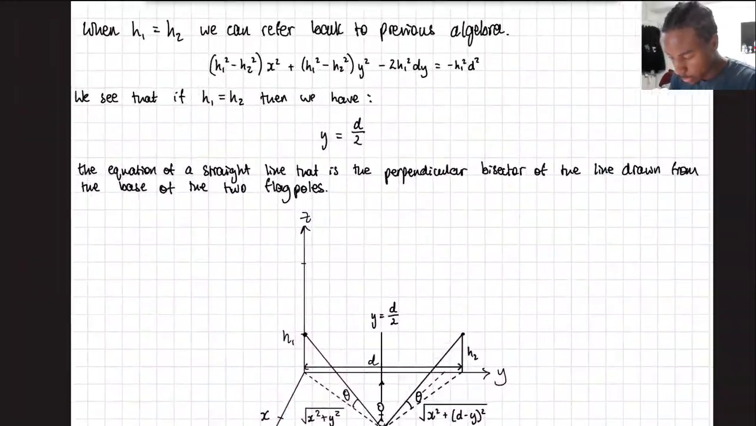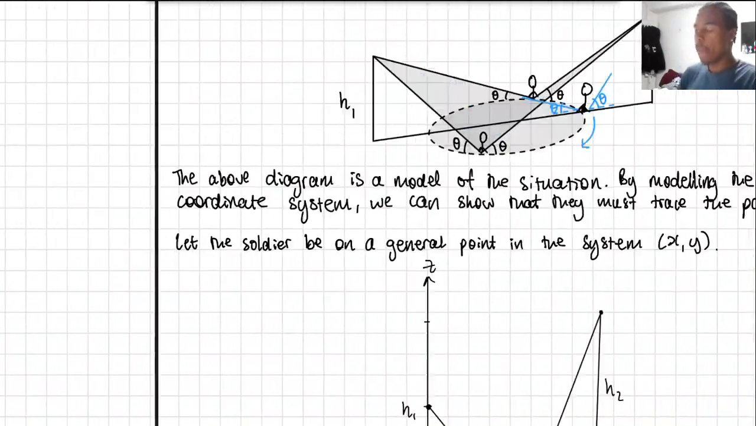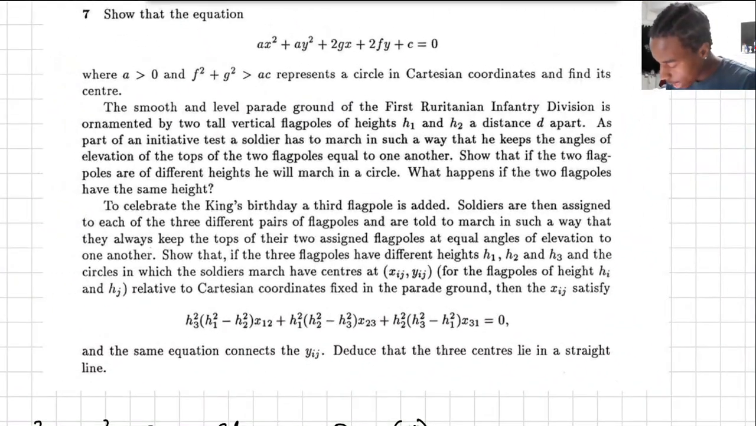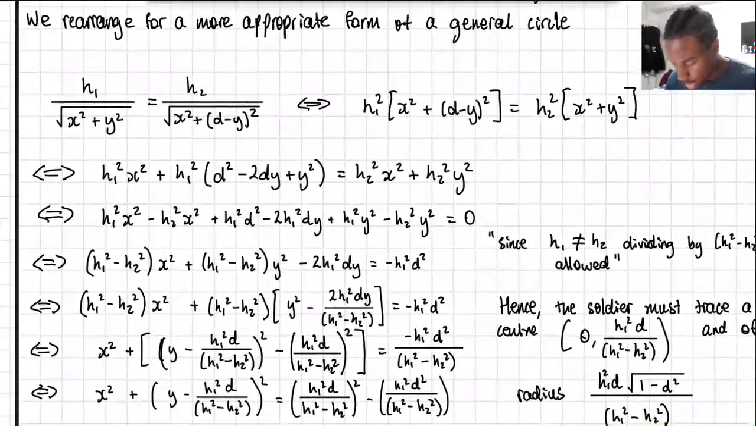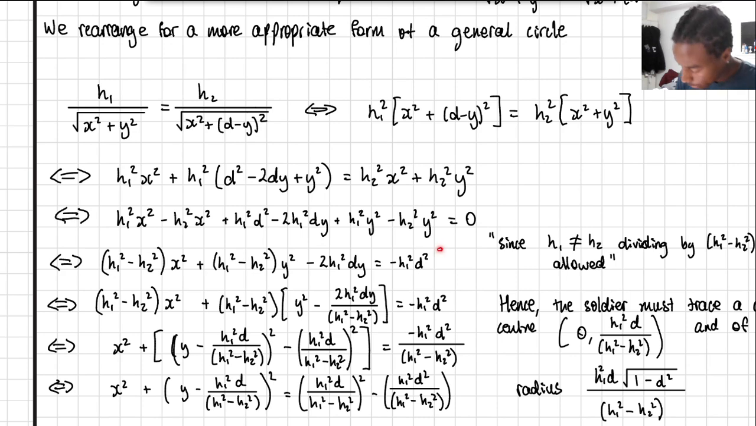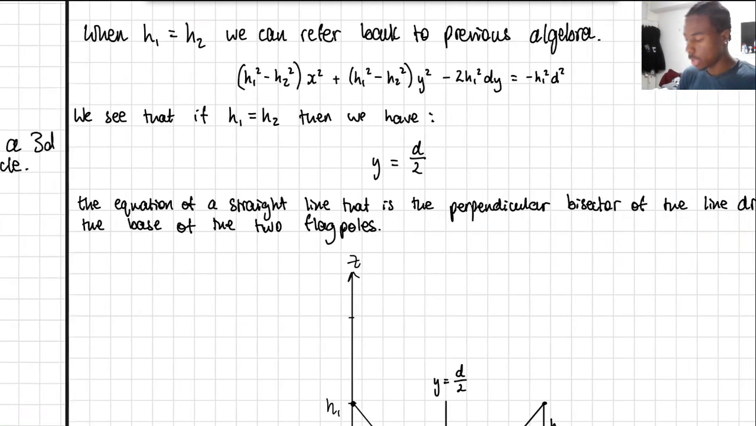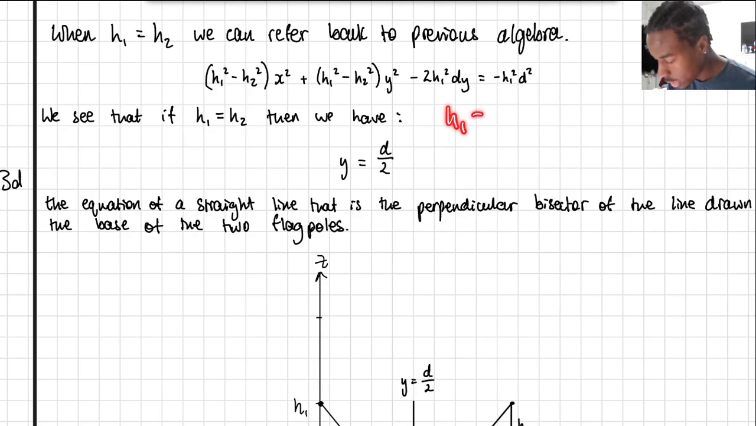So let's move on. Now, if we go back to the question, it asks what happens if the two flagpoles have the same height? Well, if the two flagpoles have the same height, if we return back to this line of algebra here, which I said was going to be very important, and then we set h1 equal to h2, can you see how this term becomes 0, this term becomes 0, and then we're left with this equals this. So we're left with minus 2h1 squared dy is equal to minus h1 squared d squared.